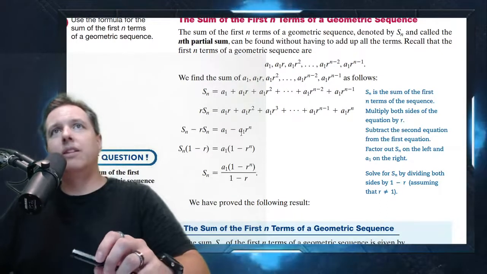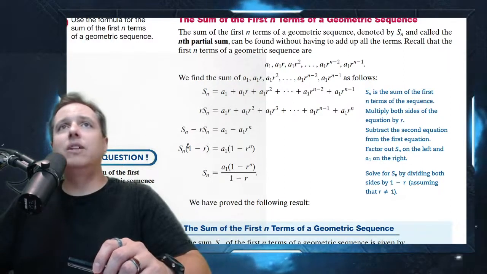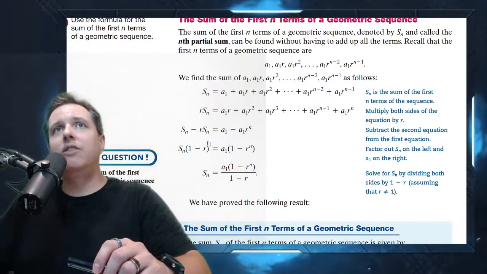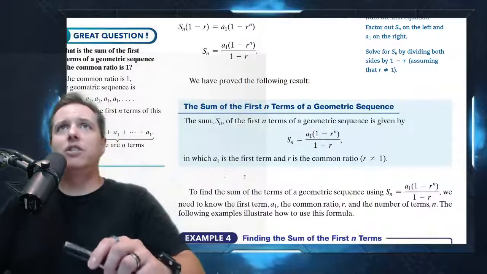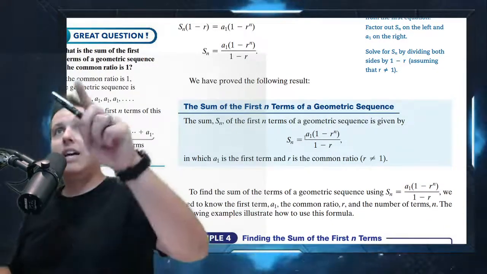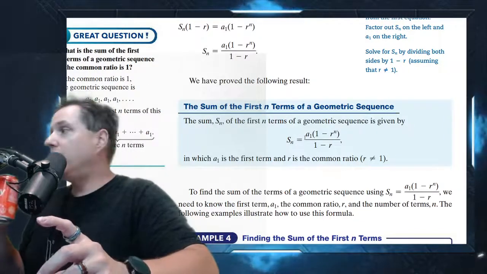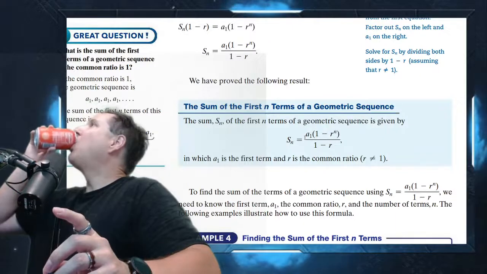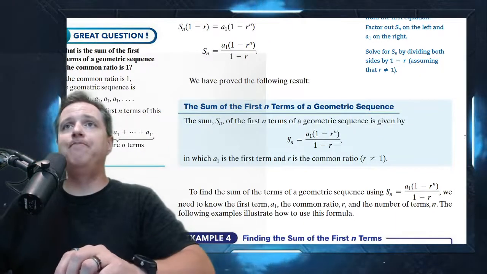Factor the a sub 1 out, and you get 1 minus r to the n on the right, but on the left we just have s sub n times 1 minus r, not 1 minus r to the n. Divide by that, and you get this term right here. So here is your sum of the first n terms of a geometric sequence. If that's what you're trying to get, that's your formula right there. You'll probably have to find this blue box when you're doing the homework to make sense of how to do those problems.